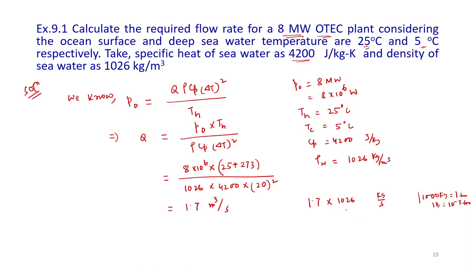So that information we can do, that means we have to divide by 1000 and then multiply it by 3600 if we have to convert it to hour. Once we do this, approximately we will get about 5088 tons per hour. So you can verify this calculation. In my calculation, it is found to be 5088 tons per hour. That means for an 8 megawatt OTEC plant, we need to handle 5088 tons of water per hour.